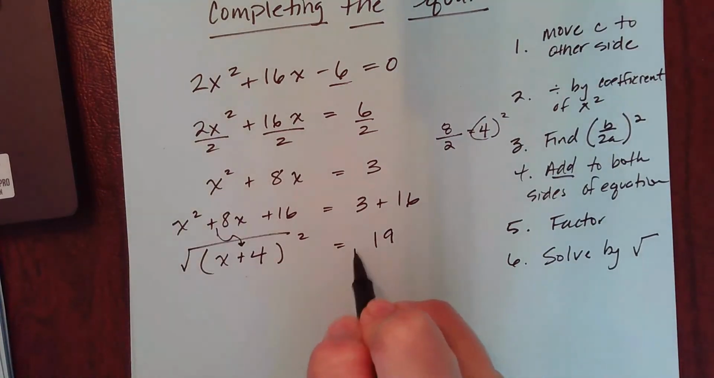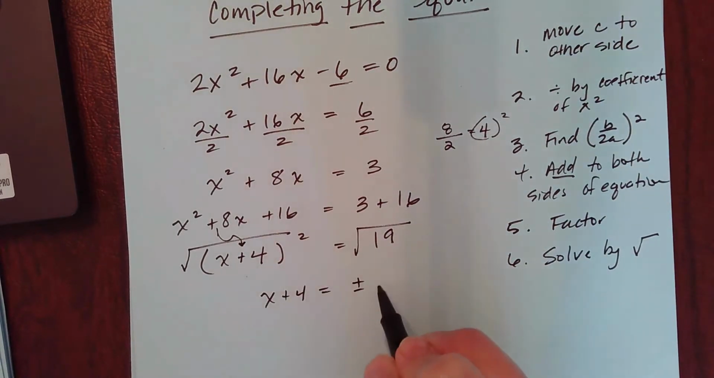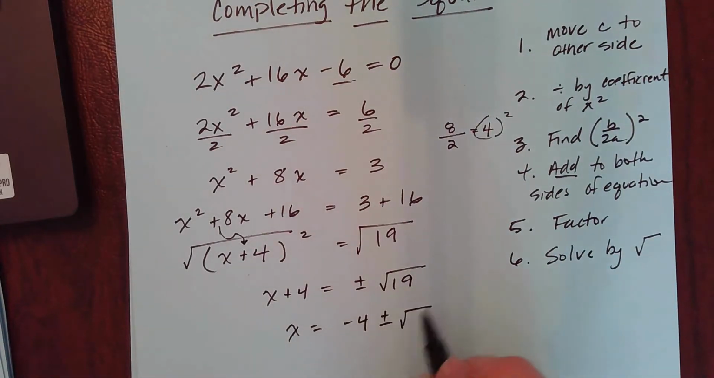All right, so since we're solving, we're going to square root both sides. I get x plus 4. Don't forget your plus and minus. I get root 19. And then, of course, I'm going to subtract 4 from both sides. So this would be my solution overall.